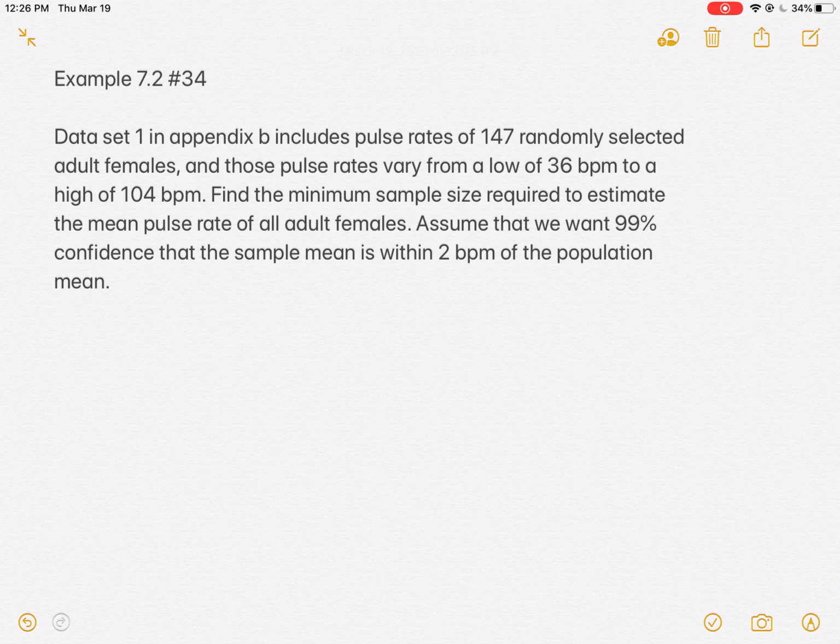So here's an example of how to find the sample size in section 7.2. In section 7.2, at the end, you will be determining sample sizes. So let's look at number 34.